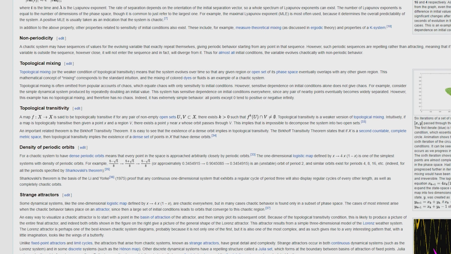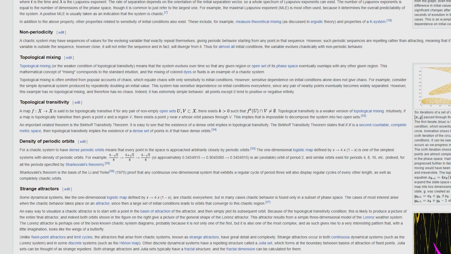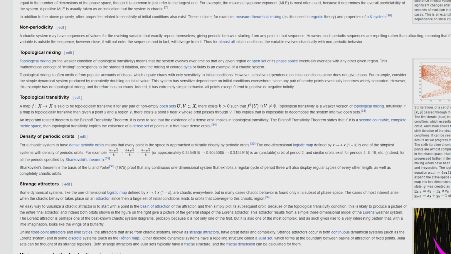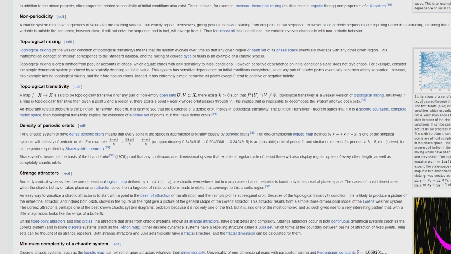Density of periodic orbits. For a chaotic system to have dense periodic orbits means that every point in the space is approached arbitrarily closely by periodic orbits. The one-dimensional logistic map defined by x → 4x(1 − x) is one of the simplest systems with density of periodic orbits.